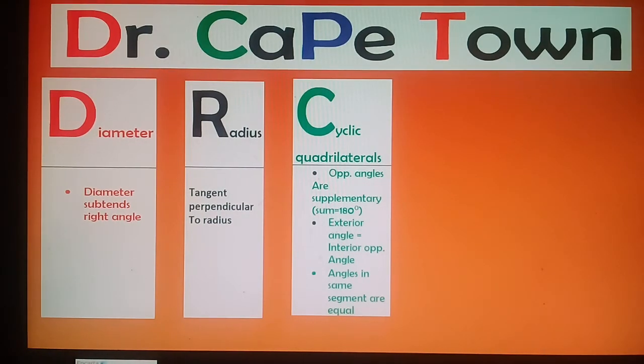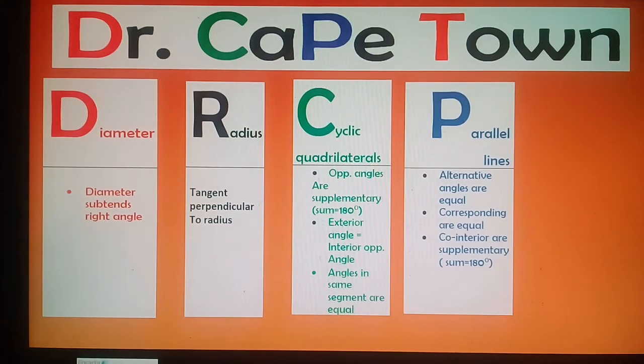Okay, P. What does P stand for now? Parallel lines. What do we have to know about parallel lines? We talked about that in grade 10. You have to know three things on parallel lines. What are those things? Alternate angles that are equal, corresponding angles that are equal, and co-interior angles that are supplementary, that add up to 180. Are you ready for the last one now?